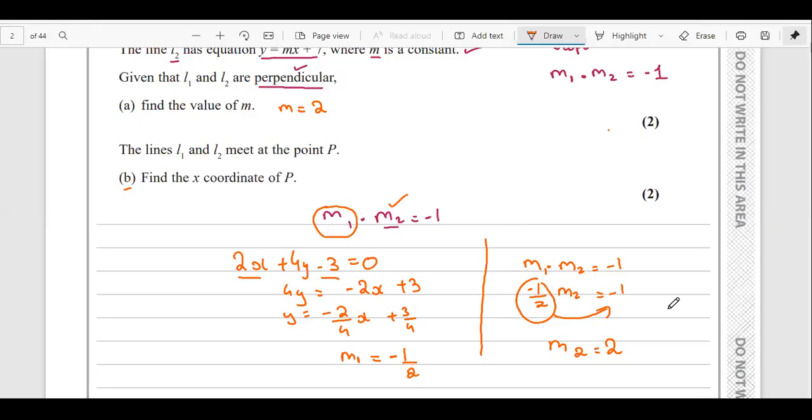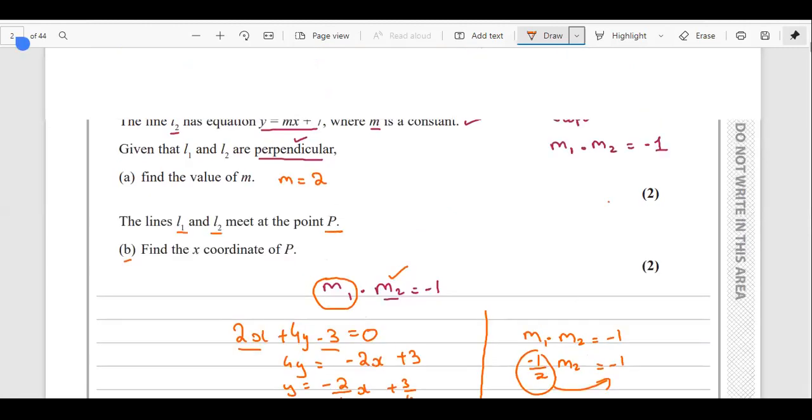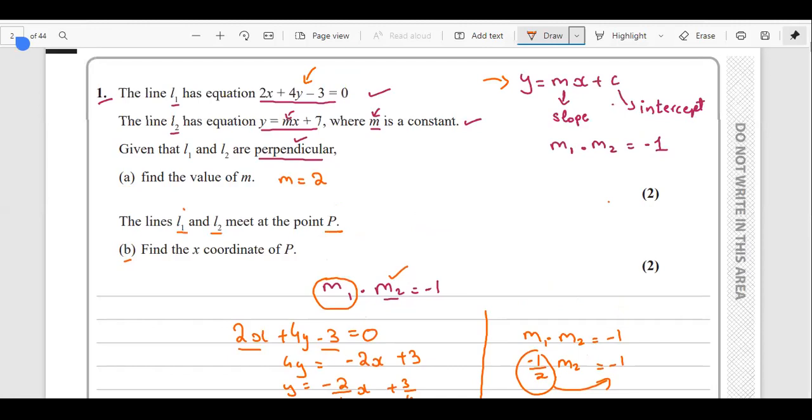I've shared the screen again. Yes, all clear until now. Okay, perfect. Okay, so the second part is find the x coordinate of P. Okay, what exactly is P? Lines L1 and L2 meet at the point P. Okay, so this means that if we solve the equations of L1 and L2 simultaneously, we would be able to find x and y, and that x coordinate would be the x coordinate of point P, right?